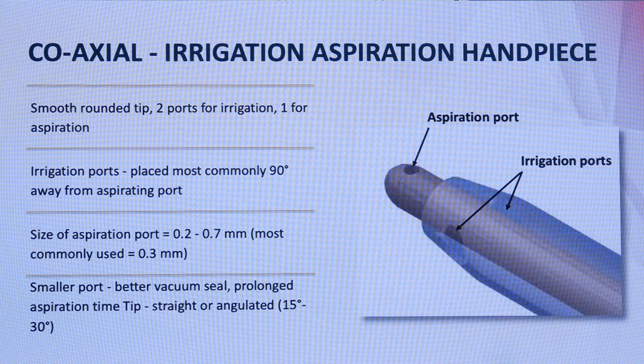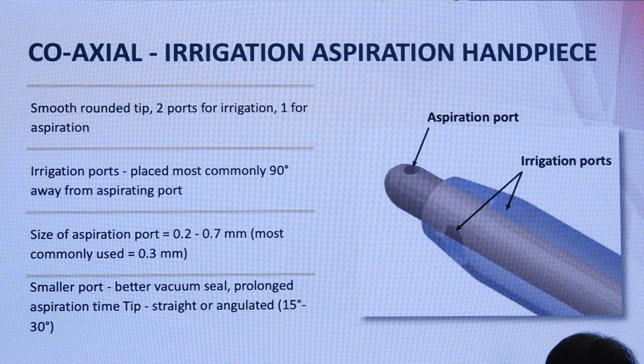The other kind of tips are the coaxial and bimanual irrigation aspiration probes. There are two types. One is coaxial, one is bimanual. In coaxial, we have got two ports, one for the aspiration, one for the irrigation, mostly placed at 90 degrees away from the aspiration ports, and it comes in 0.2 to 0.7 millimeters size.